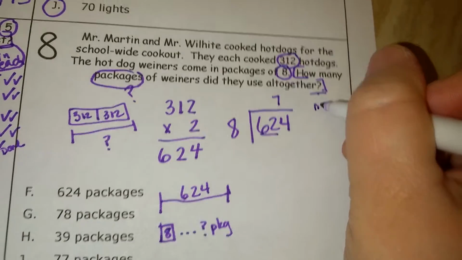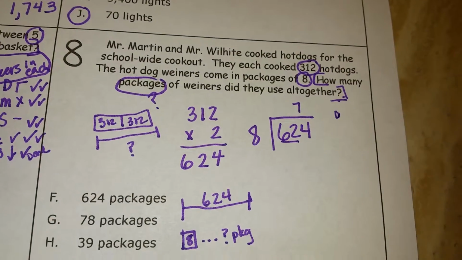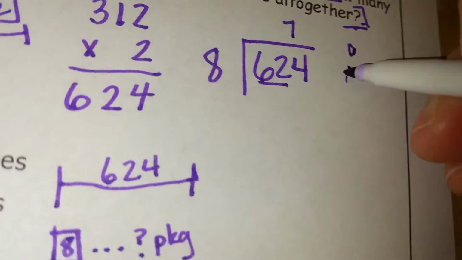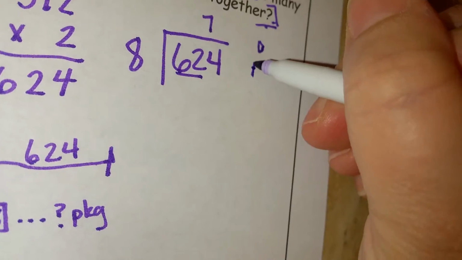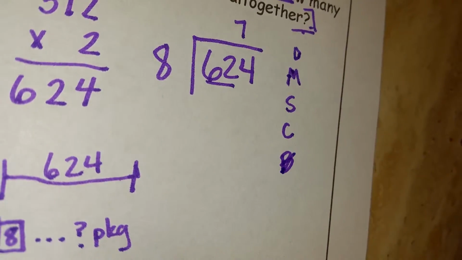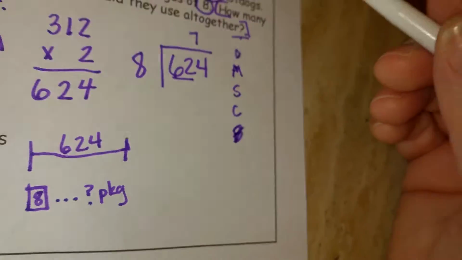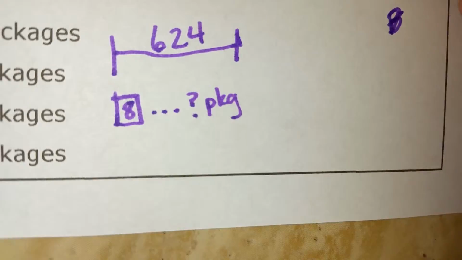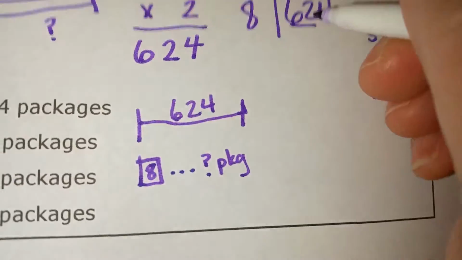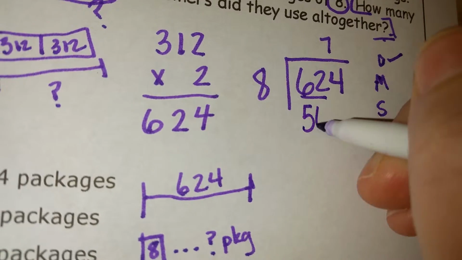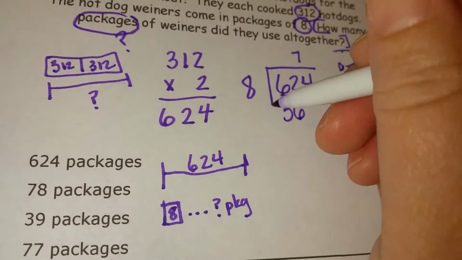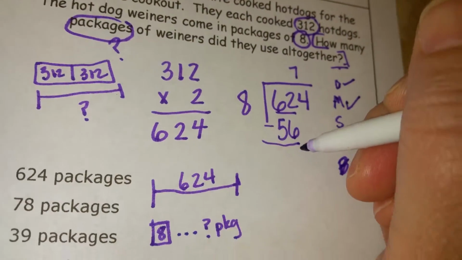I probably better write my steps out over here. Divide, multiply, subtract, check, bring down. Messed up that a little bit. Okay, so I divided. Now I'm going to multiply. 7 times 8 is 56. Now I'm going to subtract, and I get 6.